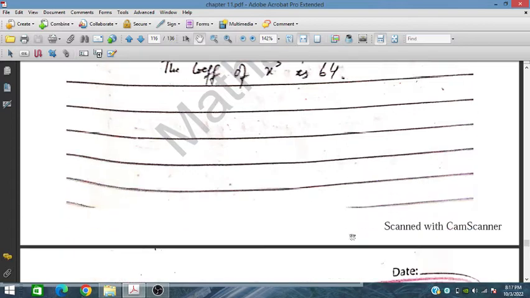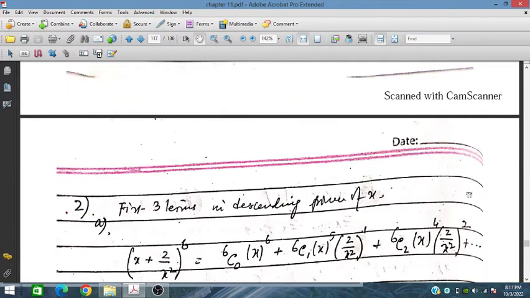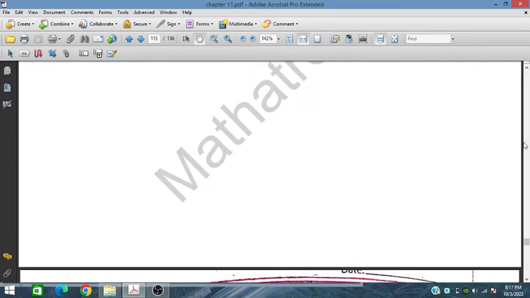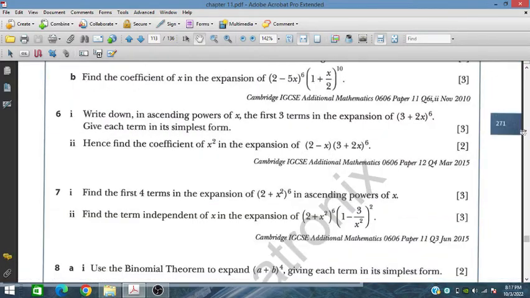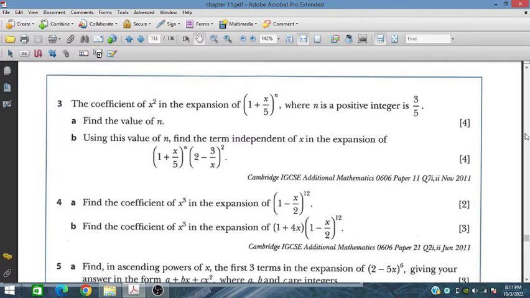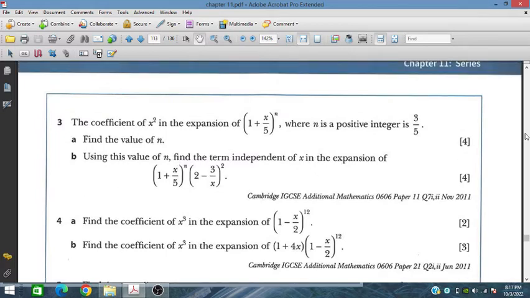This was the requirement of problem number 1. Let's move to problem number 3.